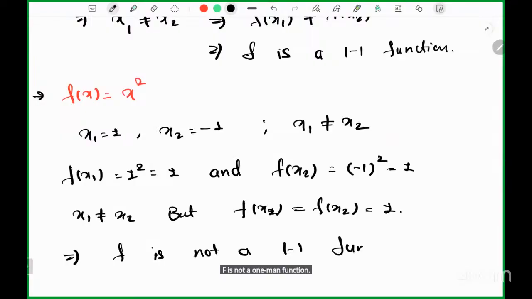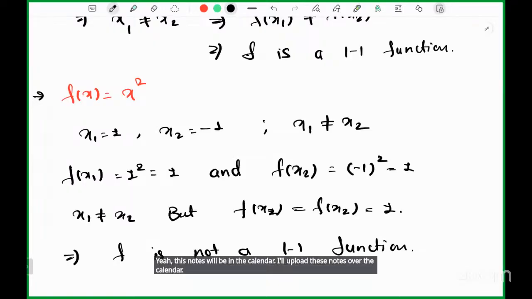Ma'am, sorry for the interruption, but when will be the revision session for week 1 to 4, ma'am? Yeah, so the revision session is before quiz 1. So let me see, I have just scheduled. In the calendar, you can also check. It is on 8th of July, I guess. Okay, ma'am. And also, these notes will be in the calendar, ma'am. Yeah, I'll upload these notes over the calendar. All right, ma'am. Thank you, ma'am. Okay.